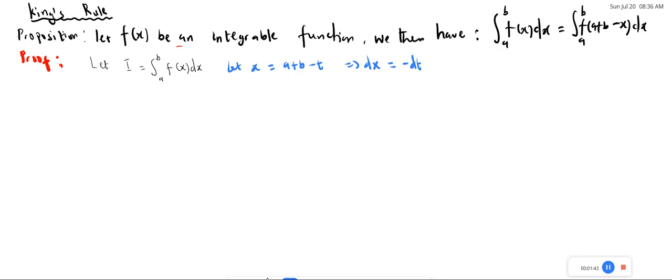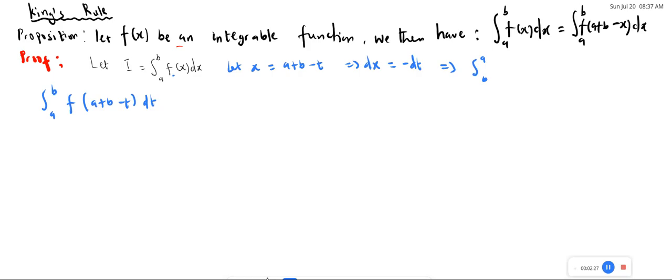Okay, so we're going to have integral from a to b. Now f of x will be f of a plus b minus t, then multiply by dt. Now, why do I have dt not having this negative dt? Remember, when we make this substitution, the limit is going to change. So the limit will change from b to a initially.